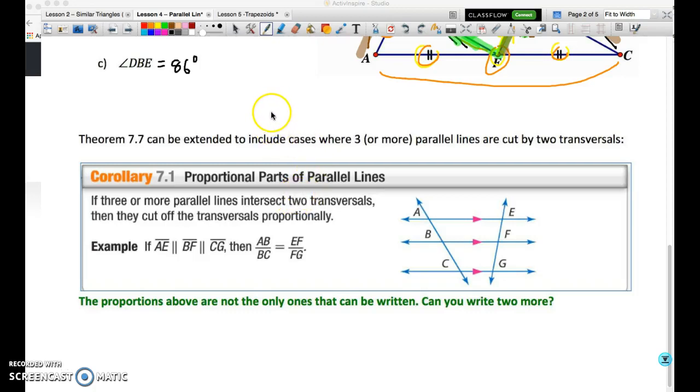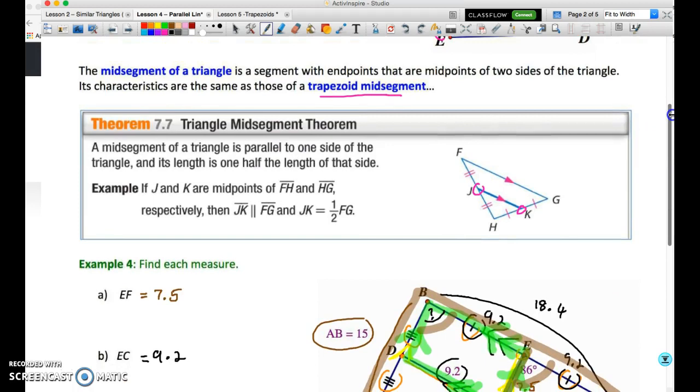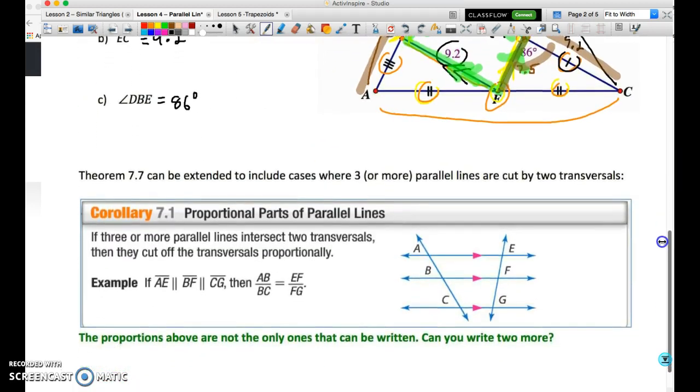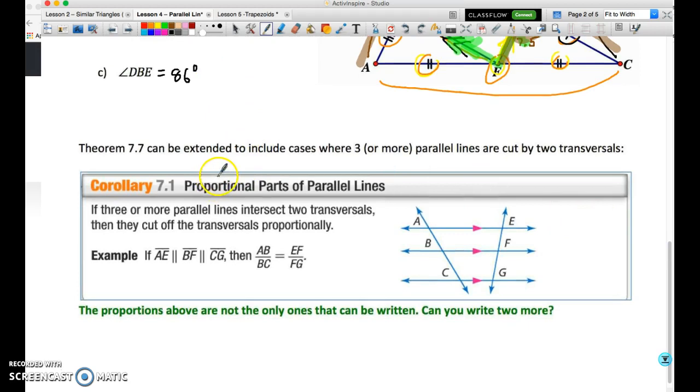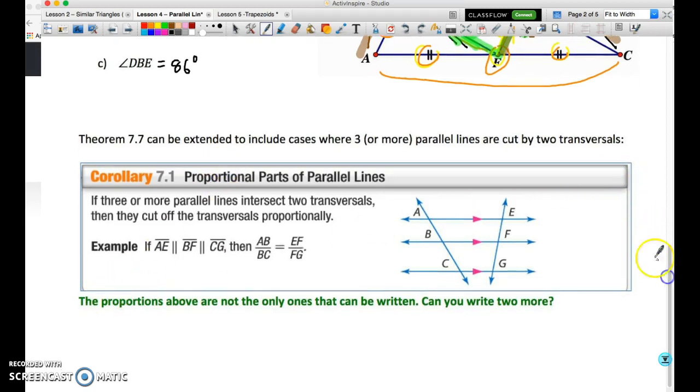Okay, welcome back. So this is part 2 of lesson 4 on parallel lines and proportional parts. Let's carry on where we left off, which is the next part of the theorem. If we back up just here very quickly, you can see this is our triangle mid-segment theorem. And down here we have the proportional parts of parallel lines corollary. Remember, a corollary is just a spin-off or an extension of an existing theorem.